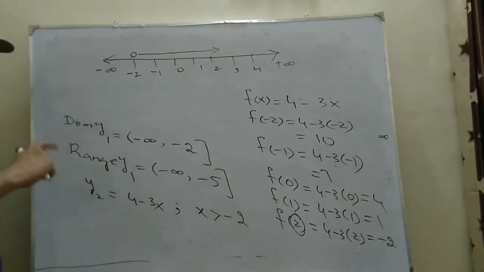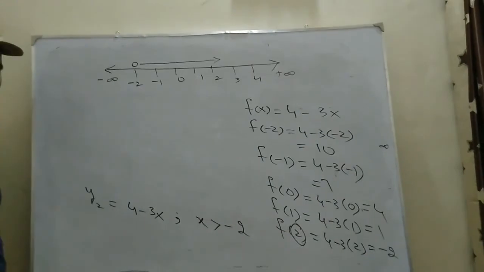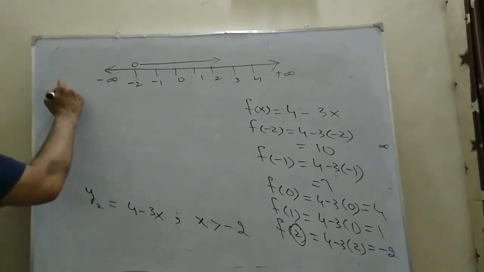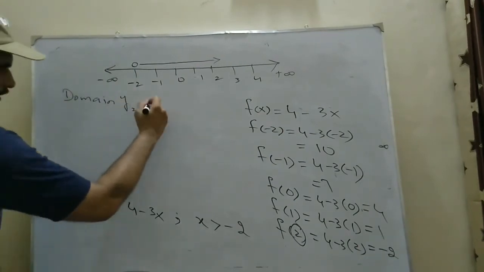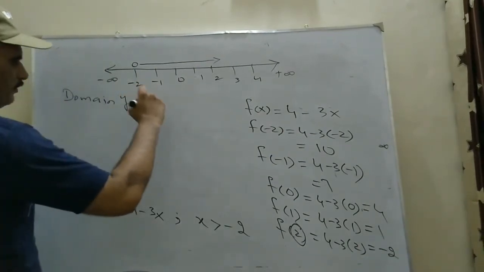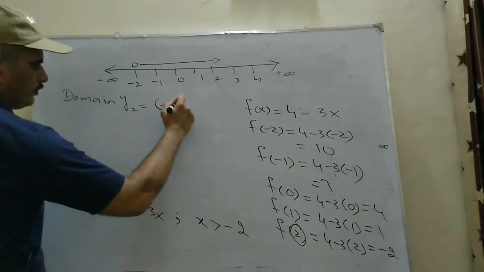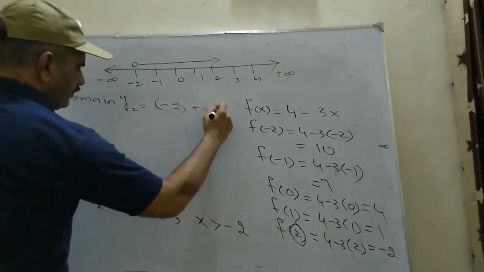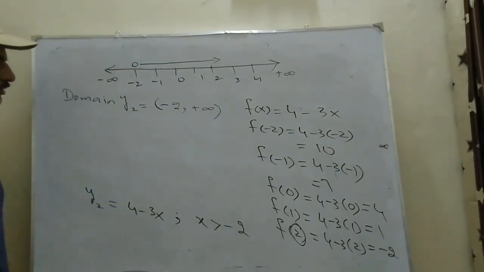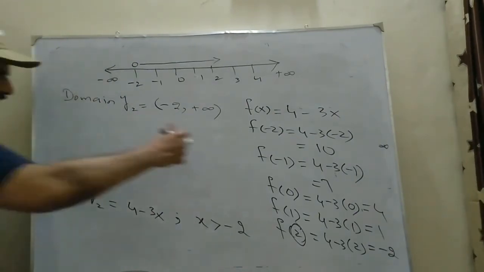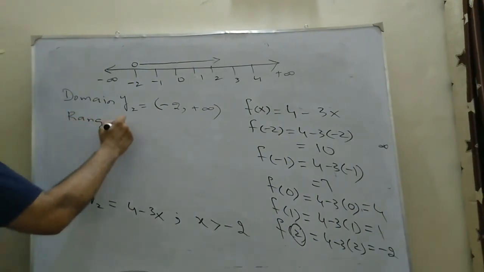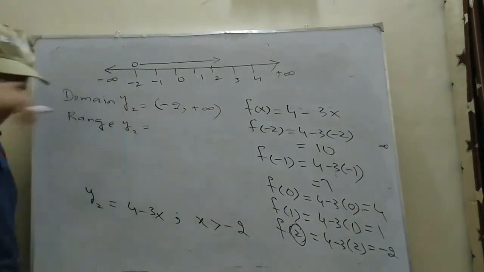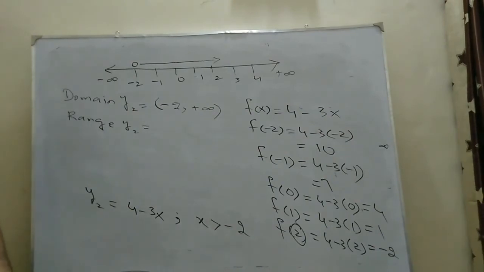Our domain of this part will be minus 2 to plus infinity. You can choose any value from minus 2 up to plus infinity, with minus 2 excluded. And as I explained, what will be the range of y2?